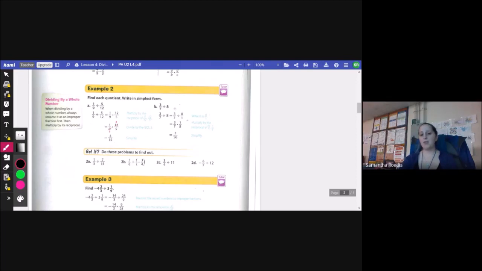Okay. Then I have 3/7 divided by 8. Well, 8 can be written as a fraction as 8 over 1. Okay. Any whole number can be written over 1 and make it a fraction.